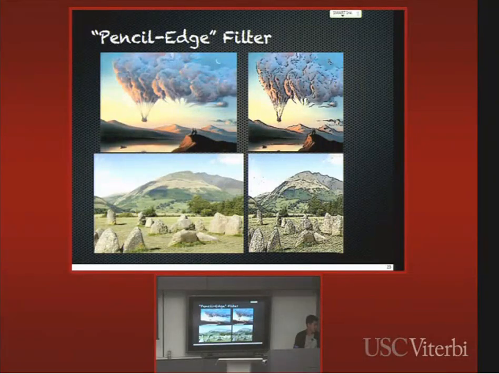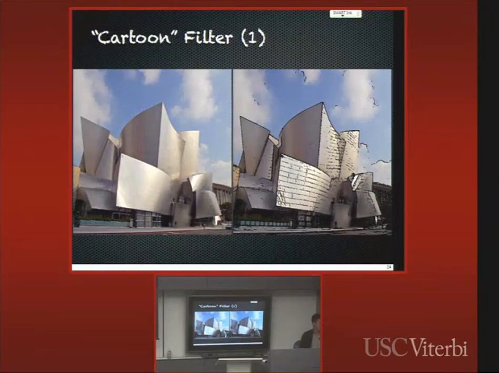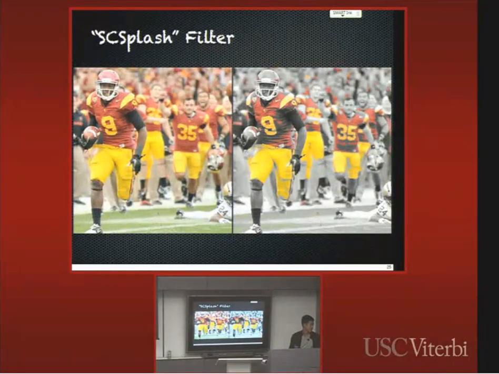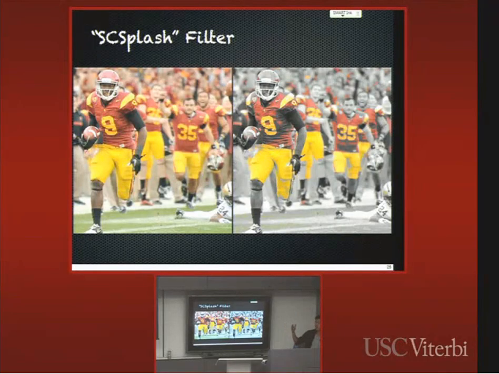This is the pencil edge filter. I think it's a combination of edge detection, edge strengthening, and some sort of smoothing in the background. And this is the cartoon filter. This is another example of the cartoon filter. This is the SC splash. I think it's a very small filter. It only keeps blue, magenta, and yellow, and leaves everything else black and white.